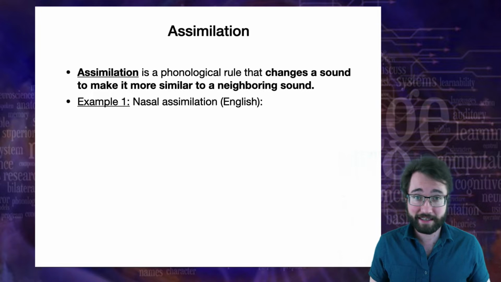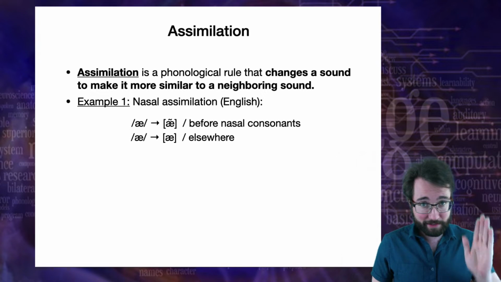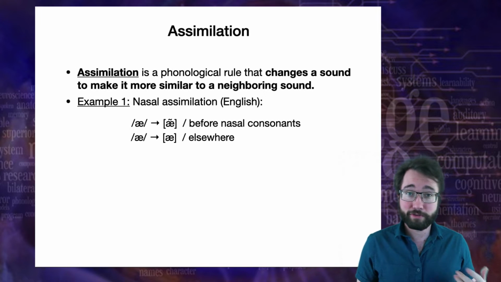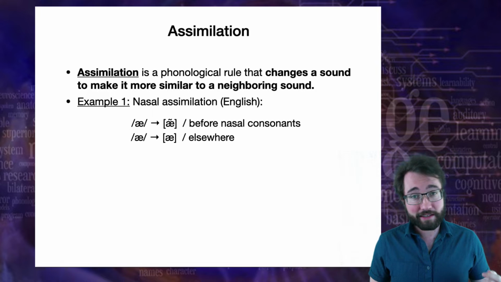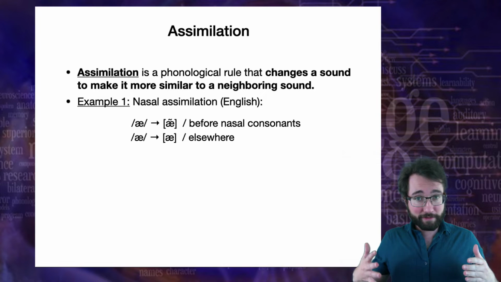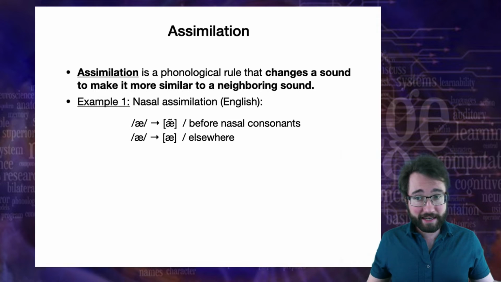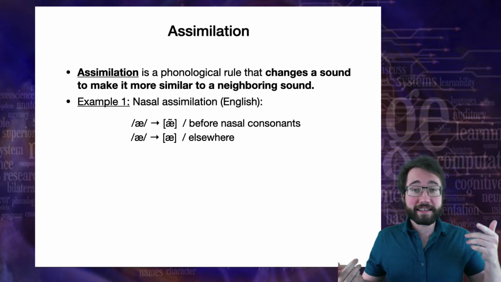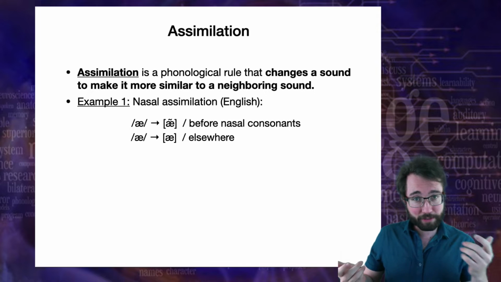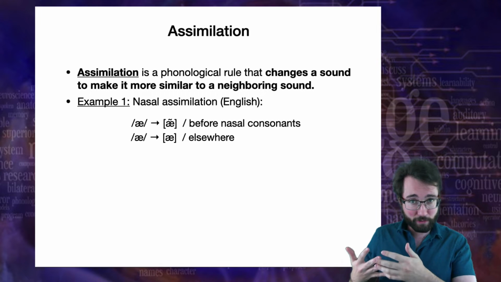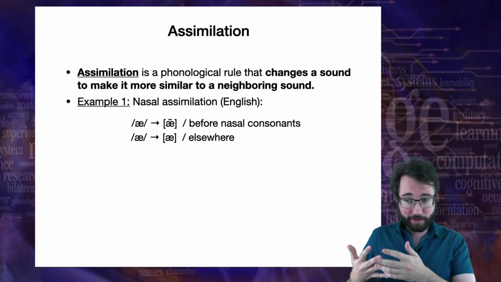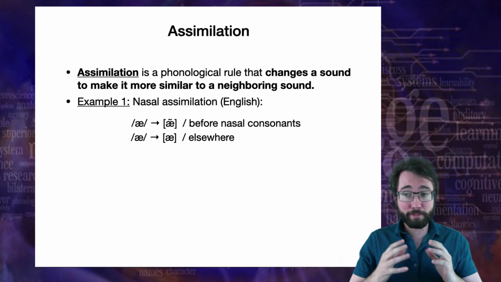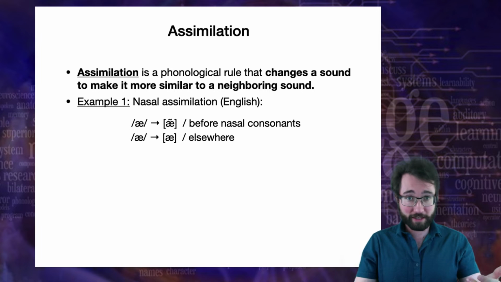We saw this in English vowels. We had this pair of phonological rules describing the distribution of the allophones of the phoneme a in English. So basically, we have that the phoneme a is expressed as the sound nasalized a when it appears before nasal consonants. Essentially, the nasality of that following consonant bleeds into the vowel that comes before the consonant, right? So the vowel assimilates to the following consonant. The vowel picks up a nasal feature from the following consonant.